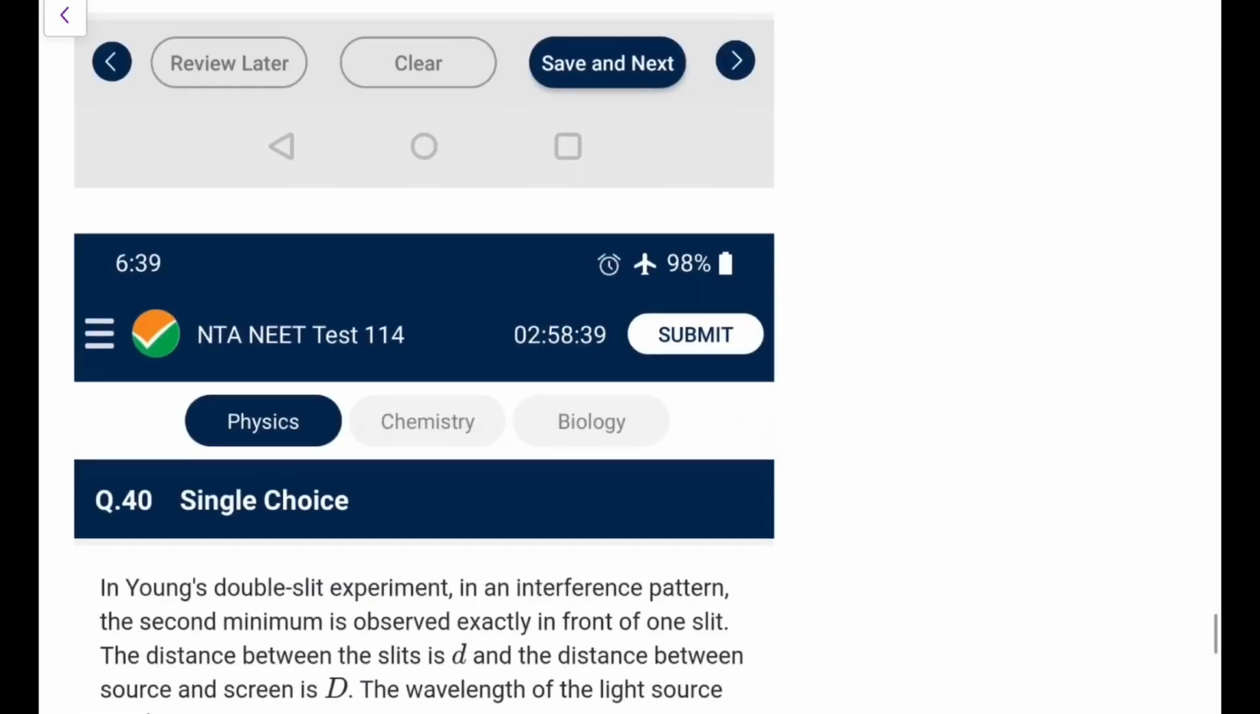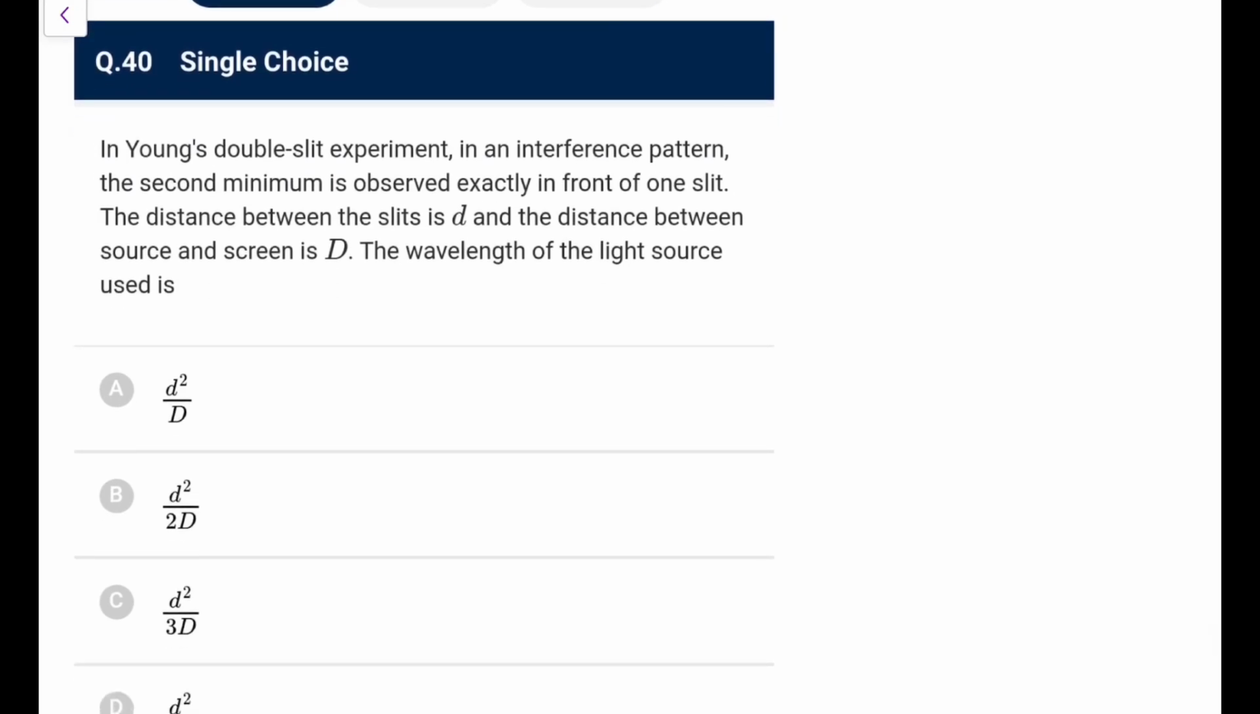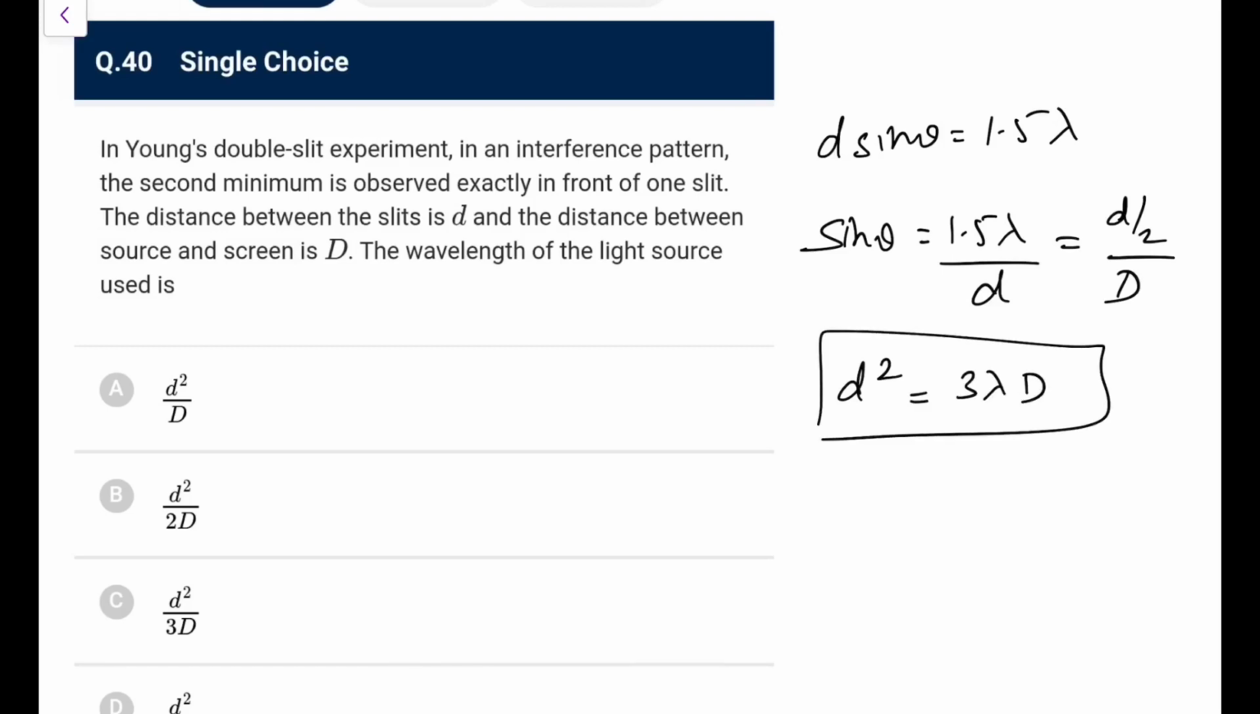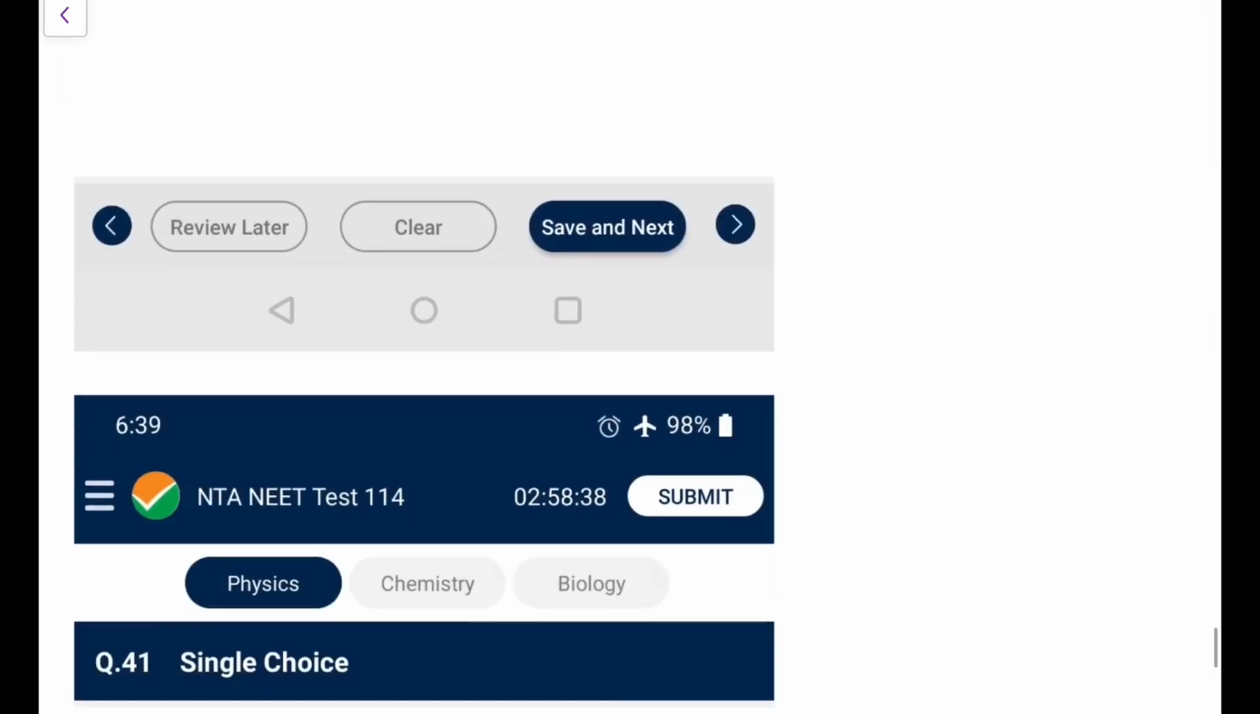Next one. In YDSE and interference pattern, the second minimum is observed exactly in front of one slit. The distance between the slits is small d, and the distance between source and the slit is capital D. The wavelength of the light source would be, so what we write, d sin theta for the second minimum would be, you can say it 1.5 lambda. So sin theta comes out as 1.5 lambda by d, and taking it to be small, the y would be d by 2 divided by capital D. So d square becomes 3 lambda D. That is the answer that we are getting. So lambda would be d square by 3D. Go for option C in this case.